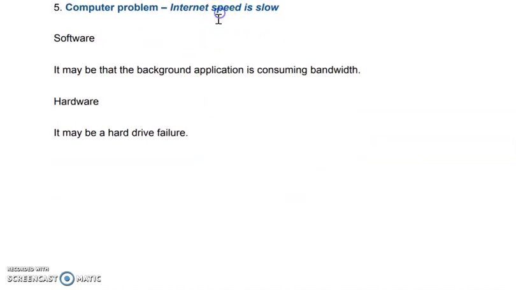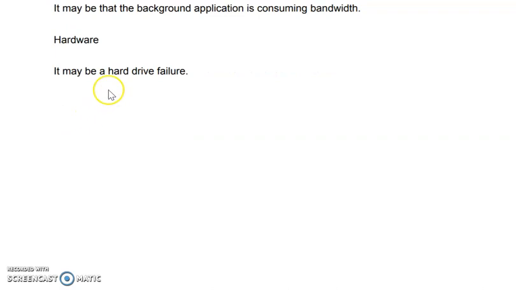Internet speed is slow. Here in software, there are so many programs running and consuming the bandwidth. They are also using the net at the back end and you don't know about it. So that may be the problem. For hardware, your network adapter may fail and not be reading or transmitting the TCP/IP packets over the internet. So that may be the hardware problem.